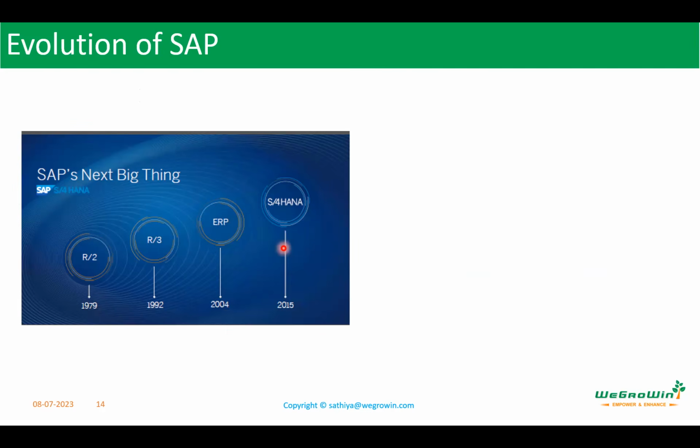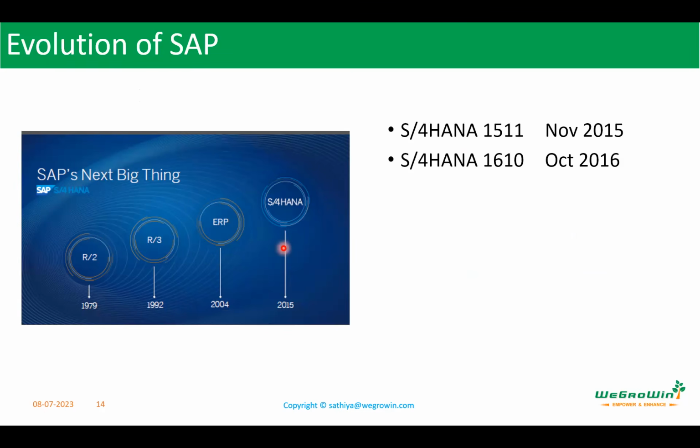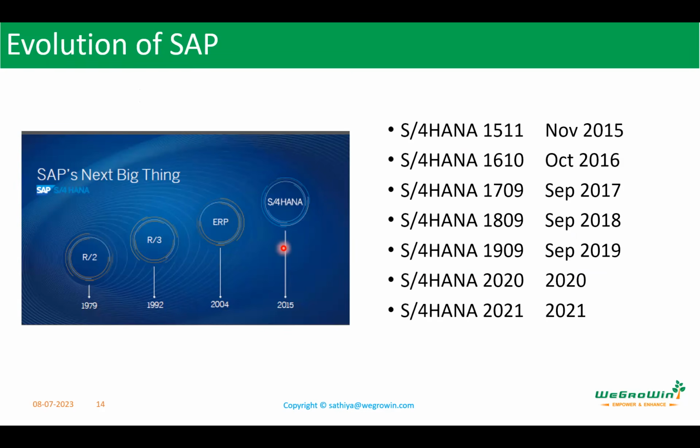In 2015, they introduced SAP S4HANA. S4HANA has various versions, like 1511, 1610, like that. That was talking about the year and the month. But now they have streamlined these things with the year itself, like 2020, 2021. These are the evolutions. For each and every evolution, they introduce some new concepts, new ways of doing things, and new integrations.